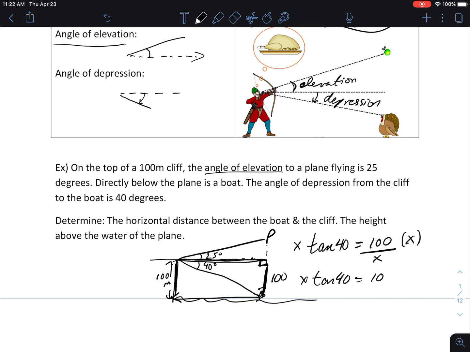And now when I have the variable in the denominator, I have to multiply to get it out. So I'm going to get x tan 40 equals 100 as these two cancel. And then x is 100 divided by the tangent of 40. So that I'm going to put in my calculator and get 119.17.